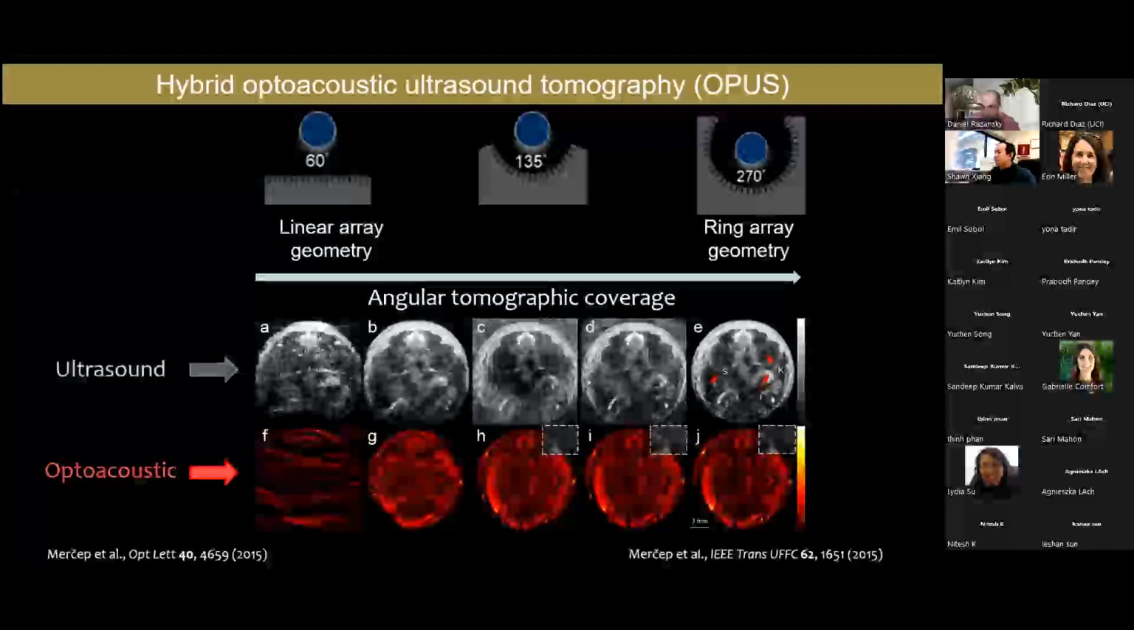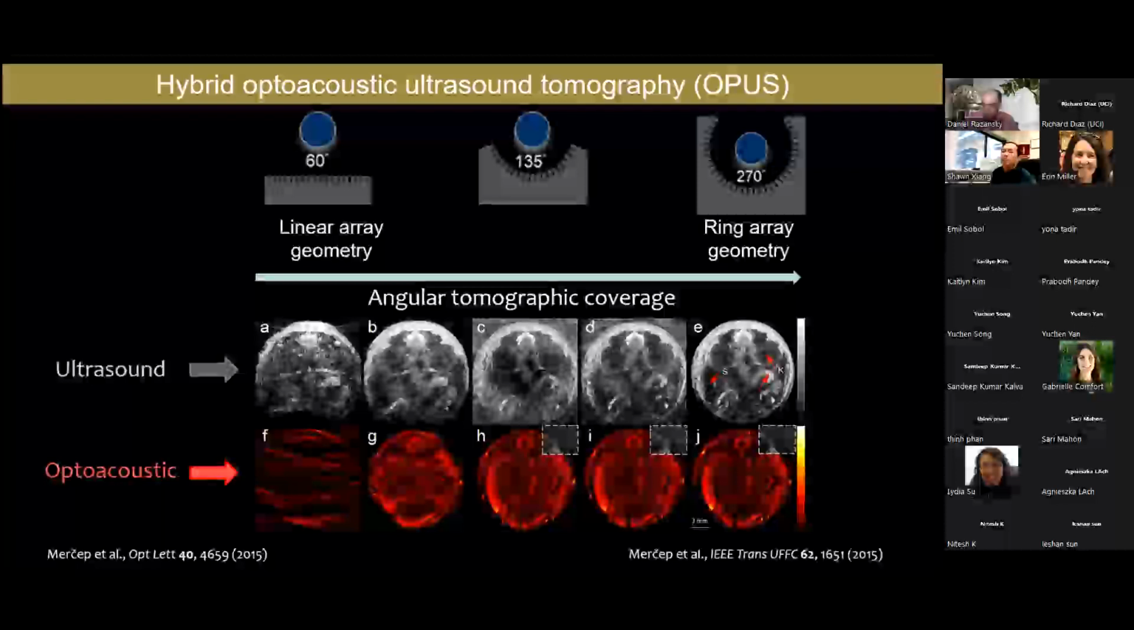So to better convey the point, look at those cross-sectional images from a mouse acquired with transducer arrays that have different tomographic coverage around the object. From 60 degrees on the left, which is basically the linear array geometry, up to 270 degrees with almost a full ring coverage around the mouse.